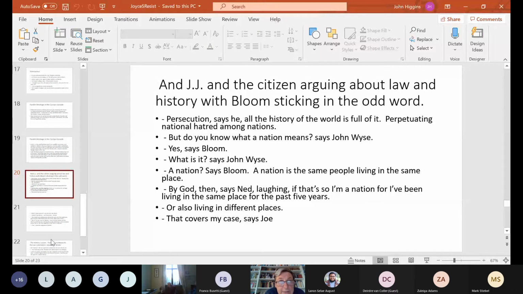Here, what Joyce is doing is poking fun at any easy assumption of what nationality may be. In this, he's anticipating, by 100 years or so, all the complex debates that we're currently engaging around questions of national identity in an age of migration and emigration from Europe to the USA to South Africa itself.